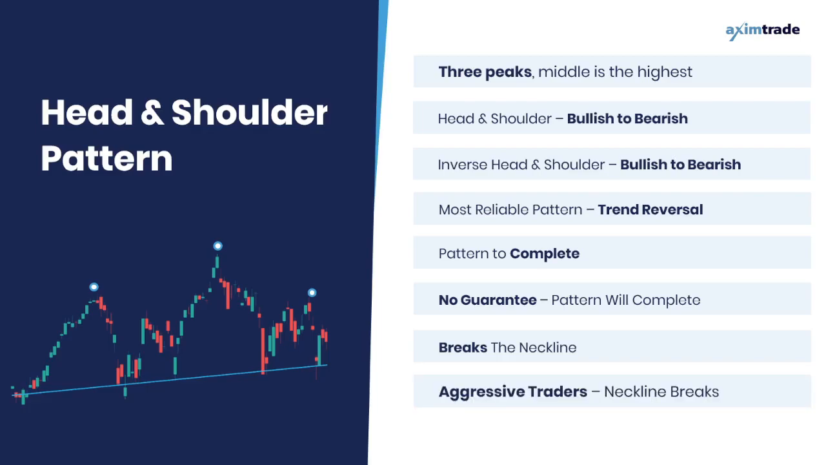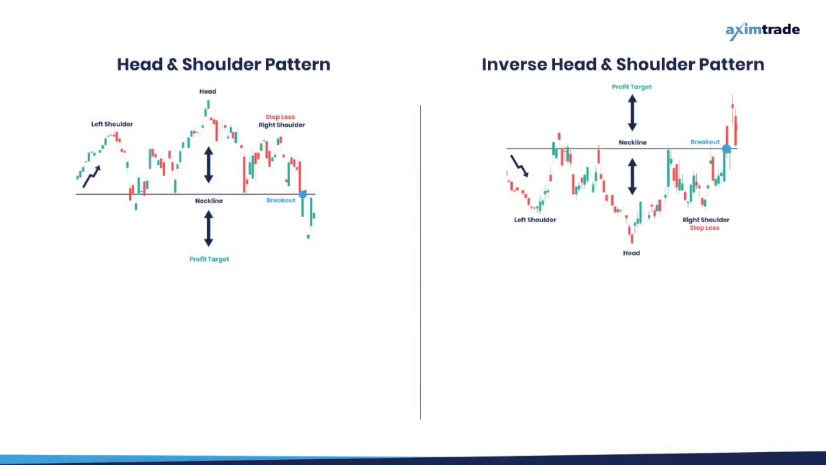Aggressive traders usually enter their trade as soon as the neckline breaks, while conservative traders usually wait for the price to make a pullback to the neckline after the breakout. This method is much safer since the price will typically continue in the breakout direction after the pullback. Once the right shoulder peak has formed on the head and shoulders pattern, we should wait for price to move below the neckline. Similarly, for inverse head and shoulders, we must wait for price to move above the neckline after the right shoulder is formed.